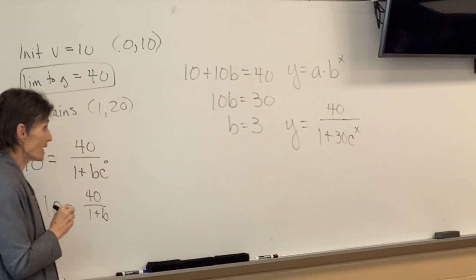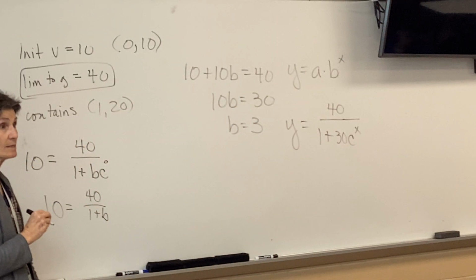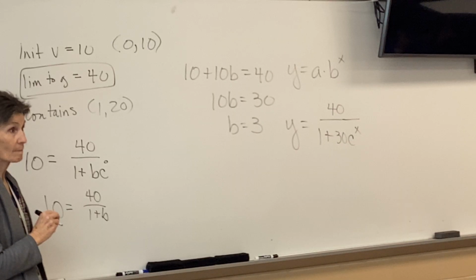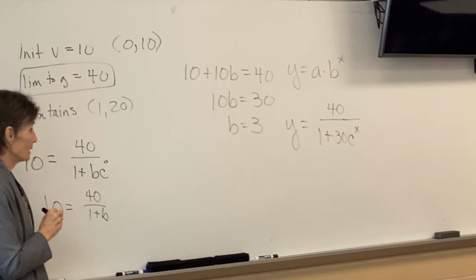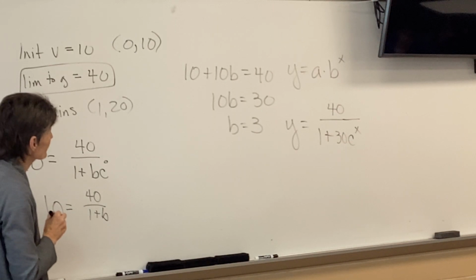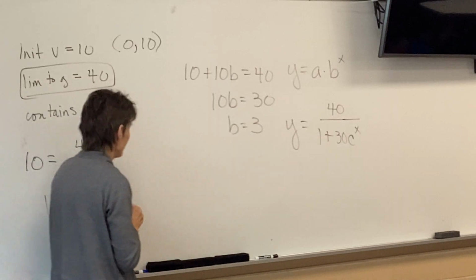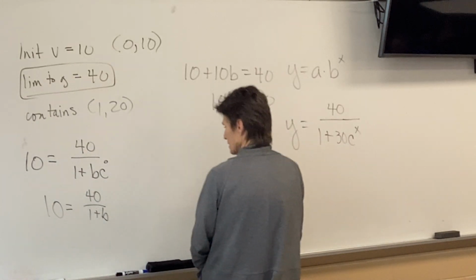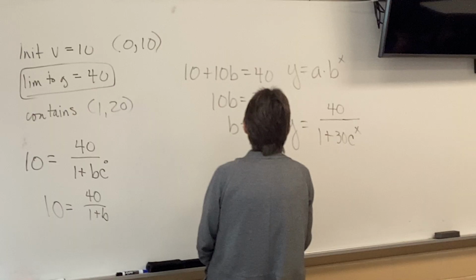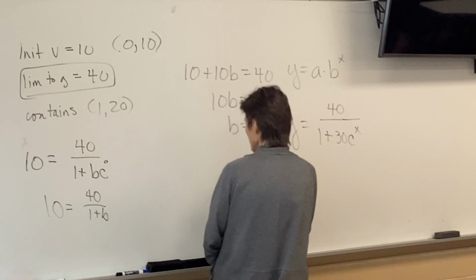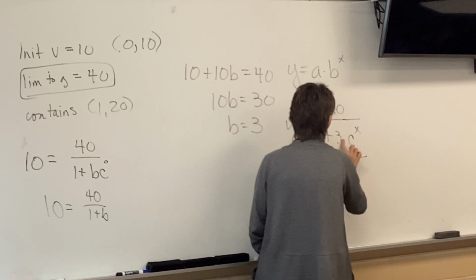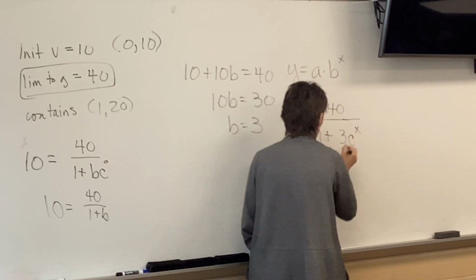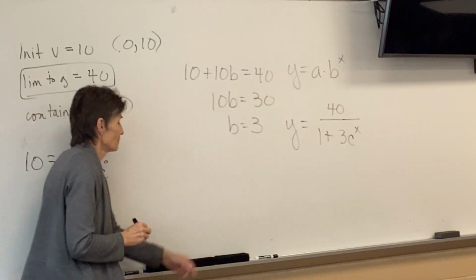The only thing I have left to find is C. C? Is B not 3? Oh, what did I say, 30? What was 30? 10B equals 30. Jimmy, what? Yeah, B was 3, not 30. Thank you, Jimmy. What's yours? I don't know why I said 30. B is 3.